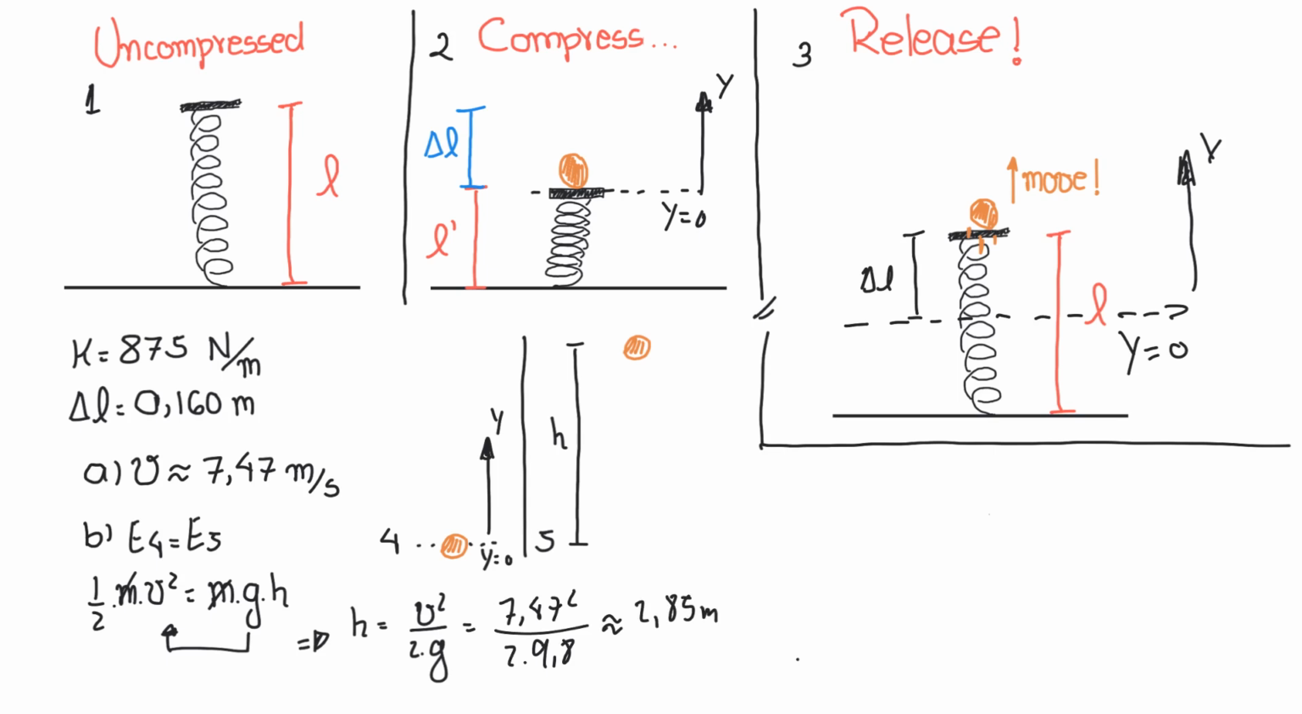2.85 meters. But this isn't the final answer yet, because this height, h, is with respect to the surface of the table in this situation. And the problem asks us what is the maximum height with respect to the situation number 2. So we have to discover what is the maximum height with respect to this origin. For that, we just have to increase this value by delta L, which amounts to 0.16. So the true height is equal to 2.85 plus 0.16. And this results in 3.01 meters.